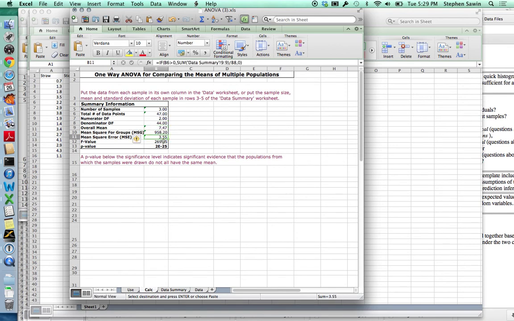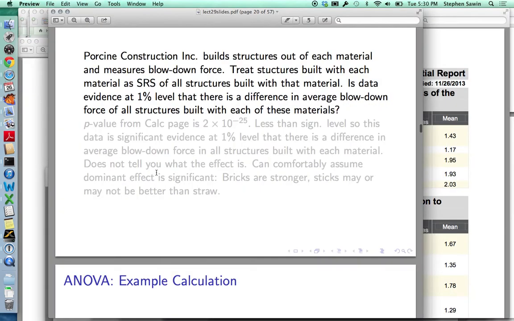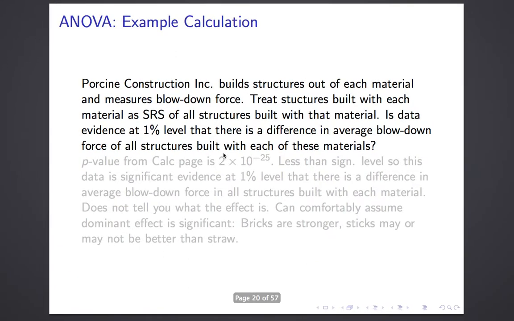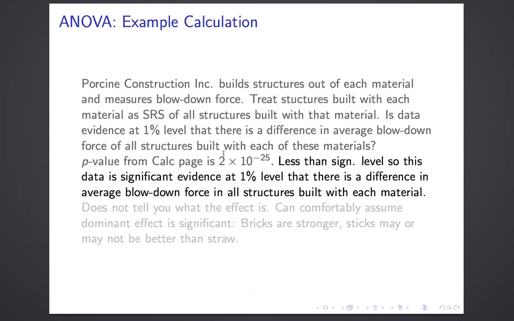Here's some things involved in the calculation, and here is our F value. This F value calculates how far your X bars and S's are from what you'd expect if they were all coming from things with the same mean. And the chance of getting such a big F value is 2 times 10 to the negative 25th. It is incredibly unlikely to have happened if the null hypothesis is true. So, returning, we see our p-value, as advertised, is 2 times 10 to the negative 25th. That's less than the significance level. So, this data is significant evidence at the 1% level that there's a difference in average blowdown force in all structures built with each of these 3 materials.